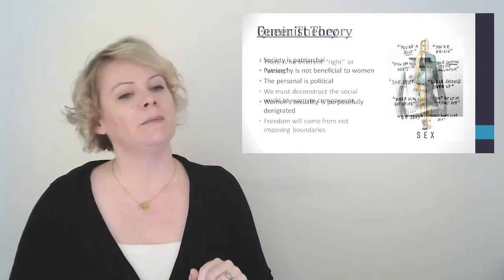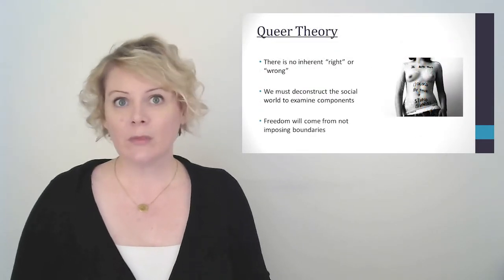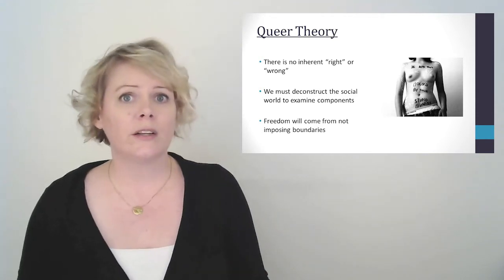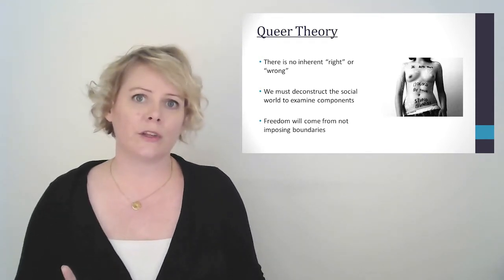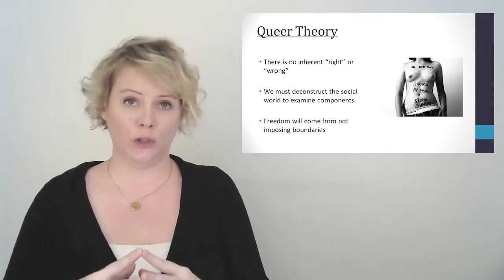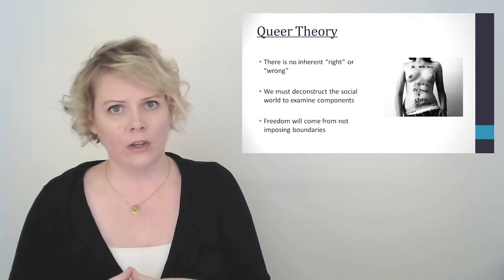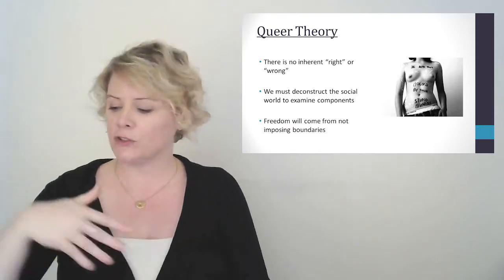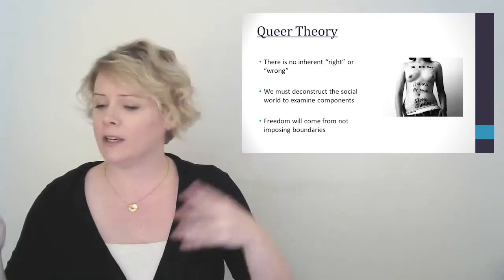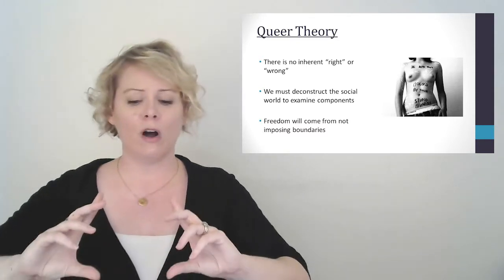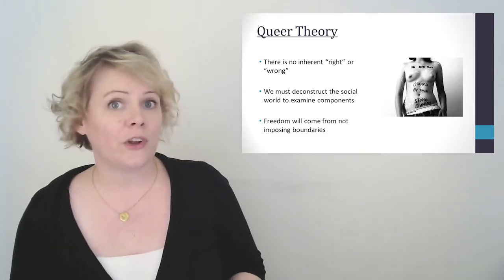The final theory is queer theory. So queer theory is a little bit hard to explain because it is kind of broad. But the basic premise behind queer theory is that you don't have to think about things the way that they were presented to you. So with queer theory, often things are just dismissed. Gender binaries are dismissed. Sexual preference binaries are dismissed. Often you hear things referred to as turned on their head.